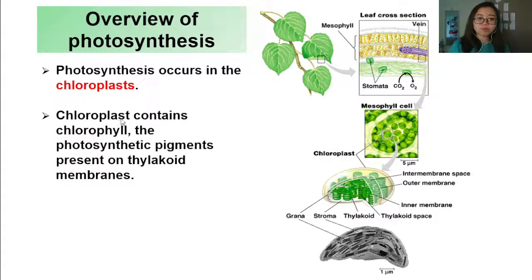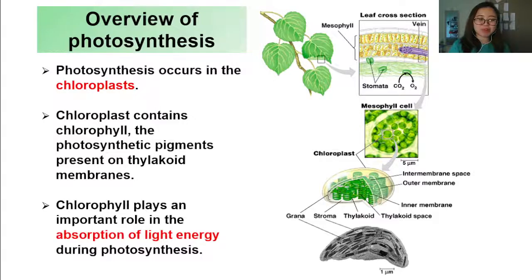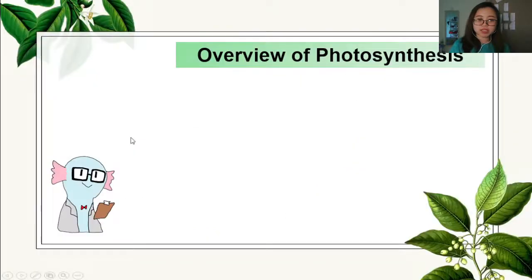The chloroplast will contain chlorophyll, which is the photosynthetic pigments that are present on the thylakoid membranes. Chlorophyll will play an important role in the absorption of light energy during photosynthesis.